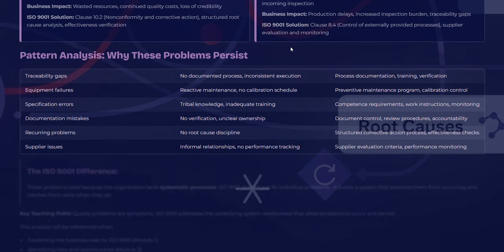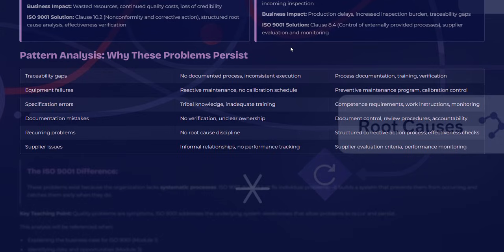Right now, there is a specification error. Why? What are they doing? Tribal knowledge and inadequate training. So, what are we going to do? Competence requirements, work instructions, and monitoring. We are going to introduce all this with ISO 9001. We have a documentation mistake currently. What are they doing? No verification and unclear ownership. But with ISO 9001, they're going to introduce document control, review procedure, and accountability.